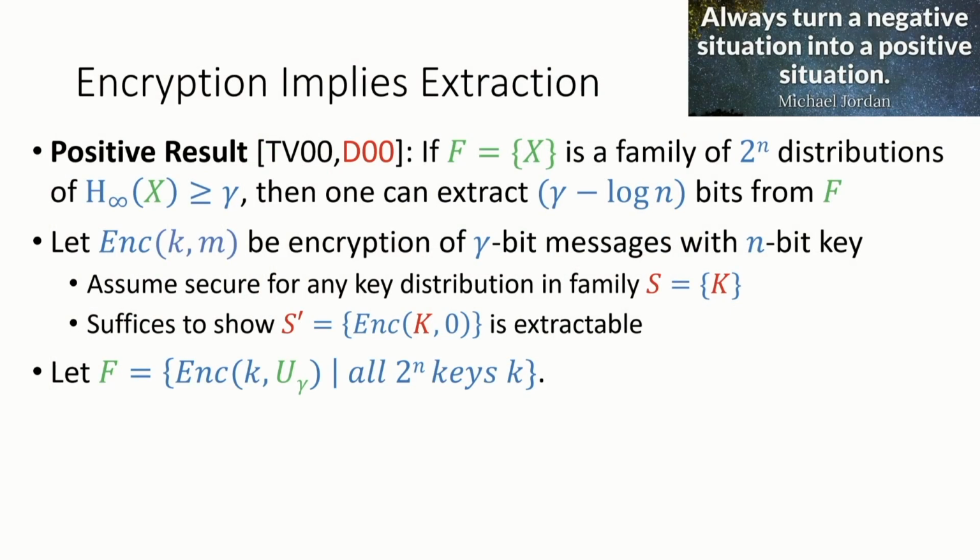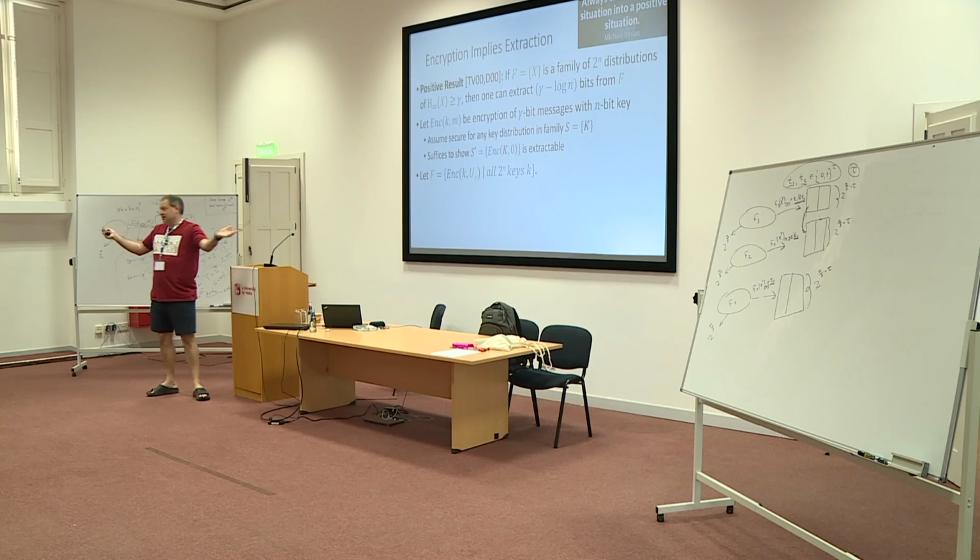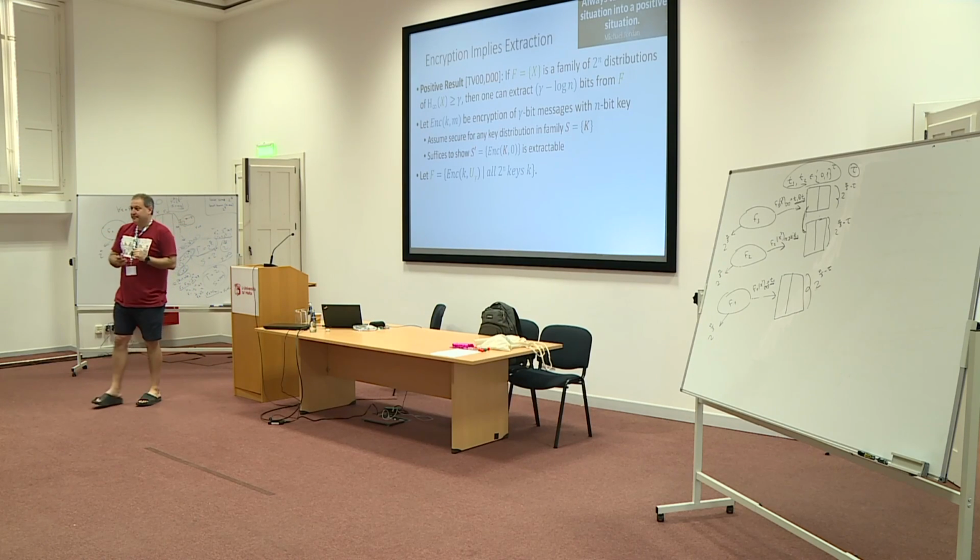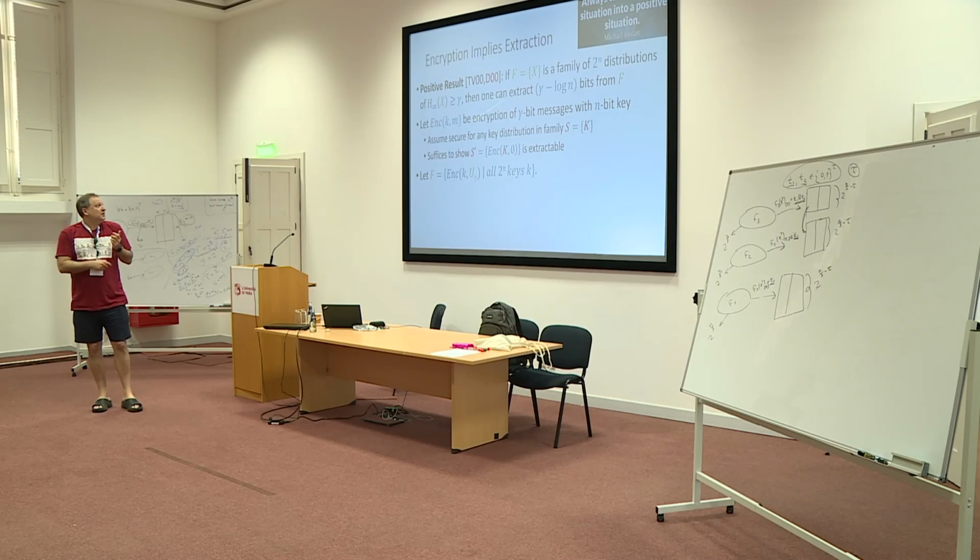So now I'm going to define, so pay attention to the color. So this is what I want to extract, like this family S prime. I'm going to define a different family, capital F. So the capital F will be the following family. It will have 2 to the n distributions, 1 for each key. And the distribution is going to be encryption under a fixed key of a uniform message. So I'm taking a fixed key and I'm encrypting a uniform message. Okay? So this is my family F. And now you should do some kind of pattern matching with the colors and so on.